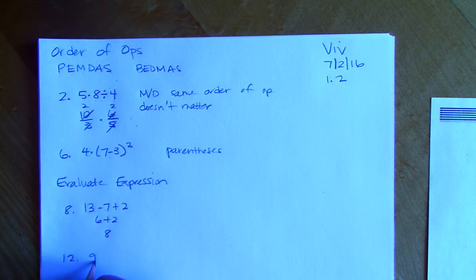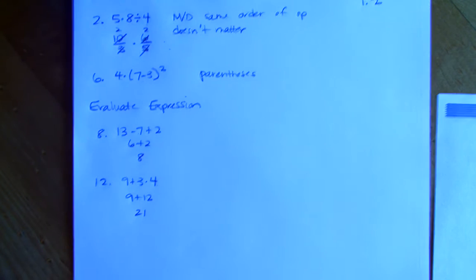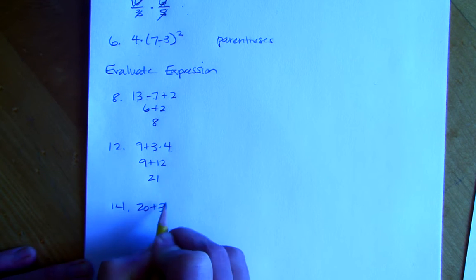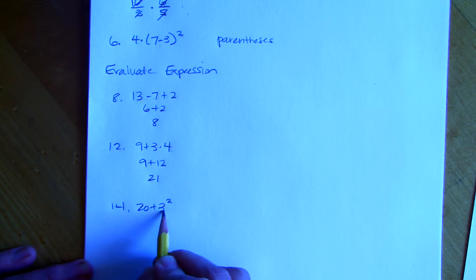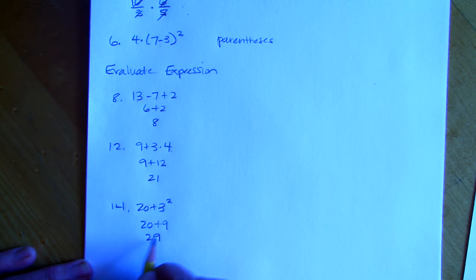How about this one? 12, 9 plus 3 times 4. In this case, we would need to do multiplication first. So 9 plus 12, and that would be 21. Notice I'm working vertically. And then just one more to remind you about exponents. 20 plus 3 squared. I have to do 3 squared. That's the only thing that's being squared. You wouldn't do 20 plus 3, get 23, and then square it. So it's 20 plus 9. And your answer is 29.